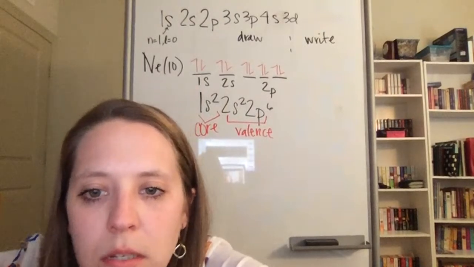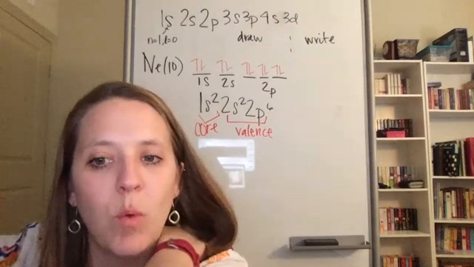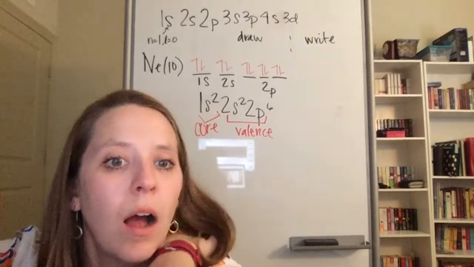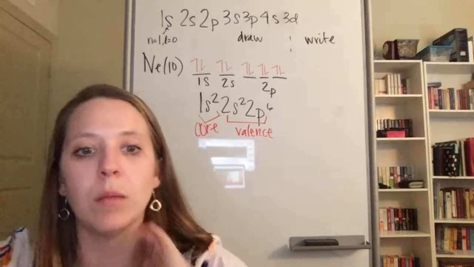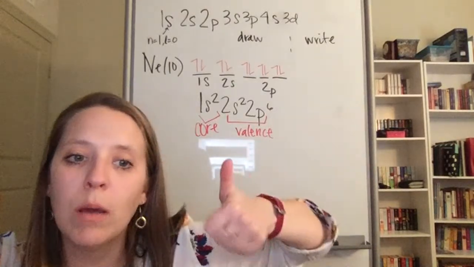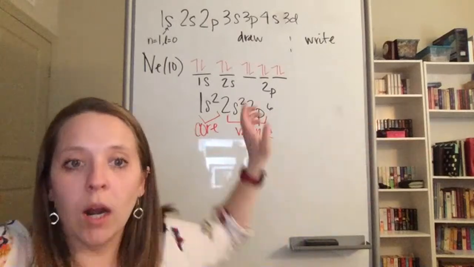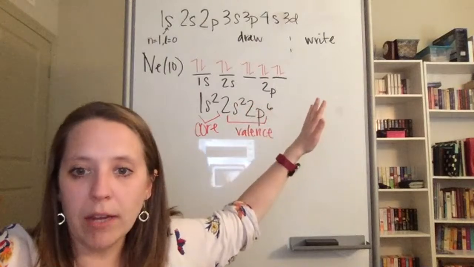Why is it that we stop at 2p? So Amanda's asking, why do we stop at 2p? Thus far, we haven't had any elements that go beyond 2p. In just a second, we'll look at sodium and then potassium. And so both of those will have more than just the 2p electrons.